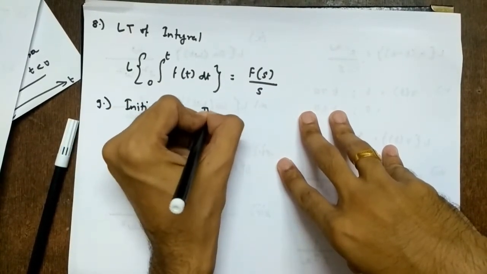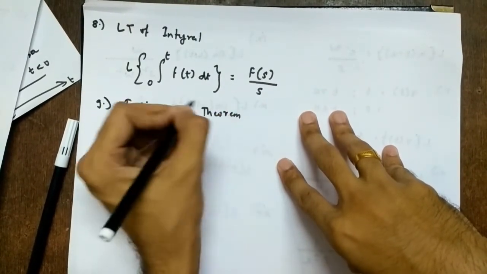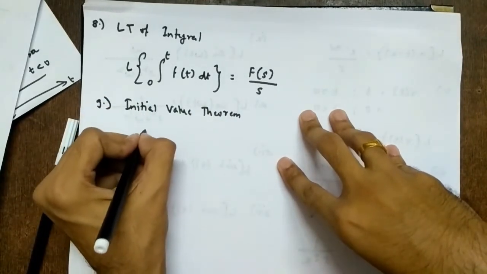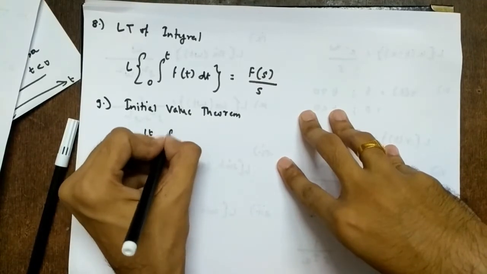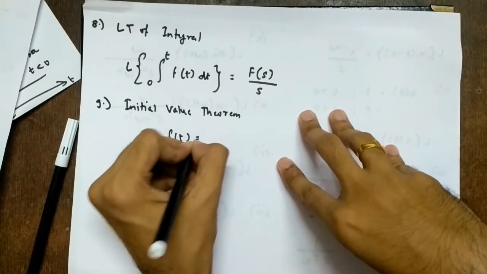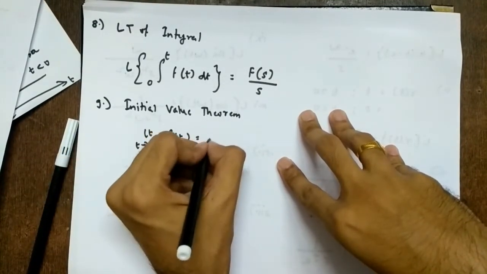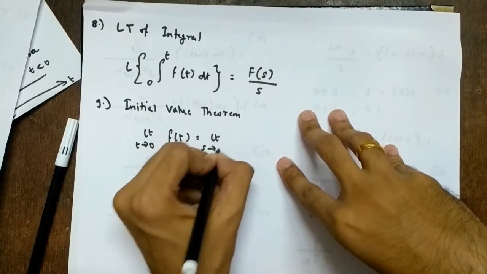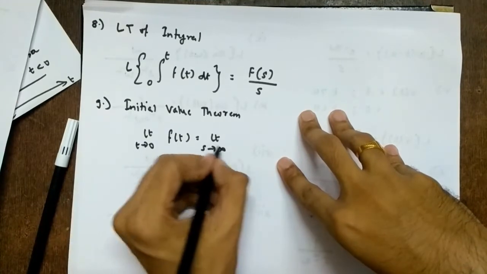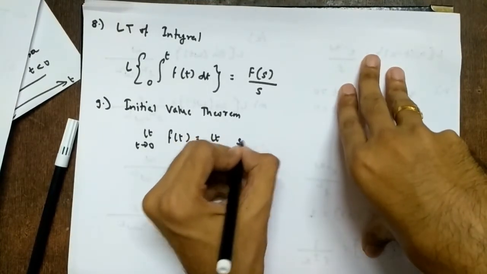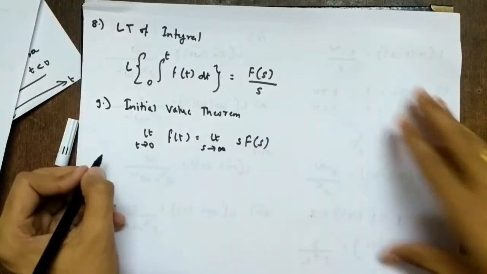Then the last two we have: the initial value theorem. Since this is the initial value, we have t tends to 0. This way you can remember. Limit of t tends to 0 of f of t equals limit s tends to infinity of s into F of s. It means if time is 0, frequency goes to infinity.